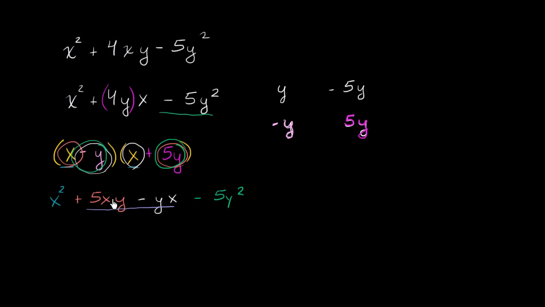And at first it looks a little bit, this is xy, this is yx. It's not so obvious, but we just have to rewrite it. This is the same thing as 5yx minus yx. And so here you're saying, look, I have 5 yx's, and I'm going to subtract a yx, so I'm going to have 4 yx's. So this is going to be x squared plus 4yx minus 5y squared, and it all works out.